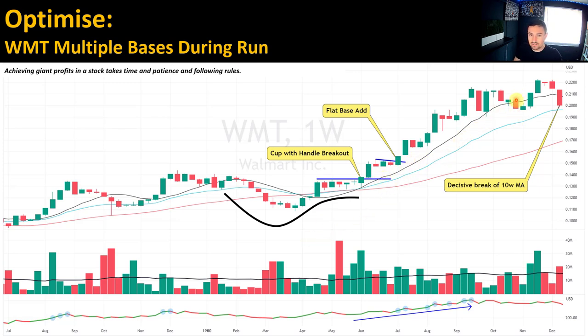Here you have your first close below the 10 week, which is the black line, but volume is below the 30 bar average. So maybe you hold, maybe you exit there, but here is a decisive break of the 10 week moving average. Clear, clear, clear change of character. You want to be aware of that.